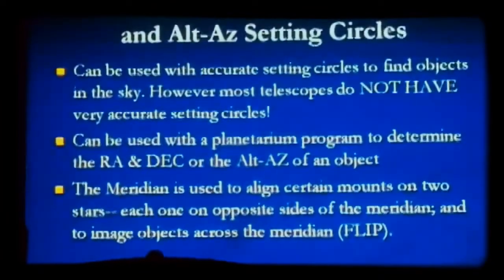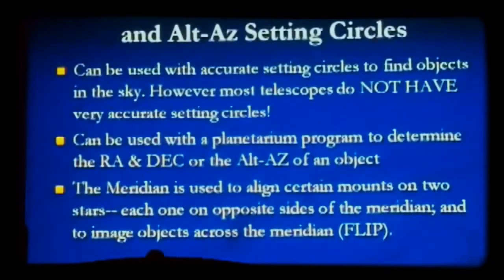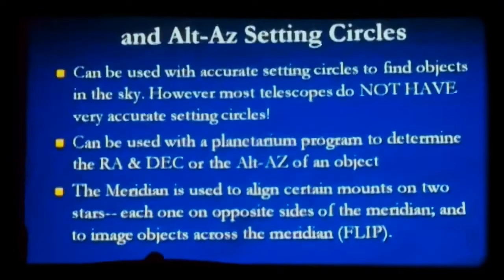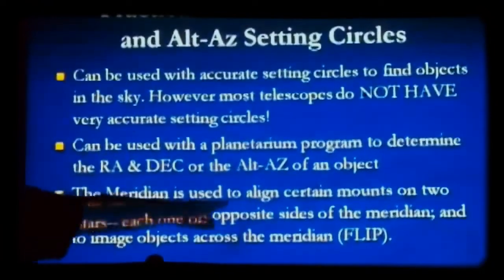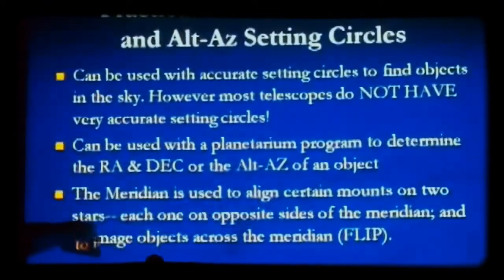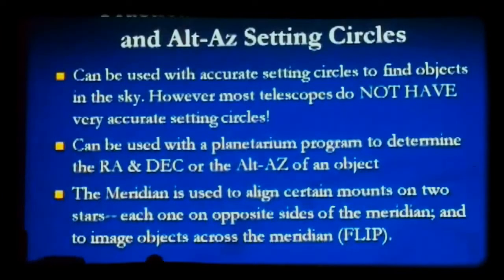Okay. Also, if you've got a computerized telescope, one that automatically finds objects for you, what we call go-to telescopes, and then tracks them in the sky, or even if you have a digital push-to telescope, the meridian is used to align certain mounts on two stars, each one on opposite sides of the meridian, and to image objects across the meridian. That's like the flip that we talked about earlier.